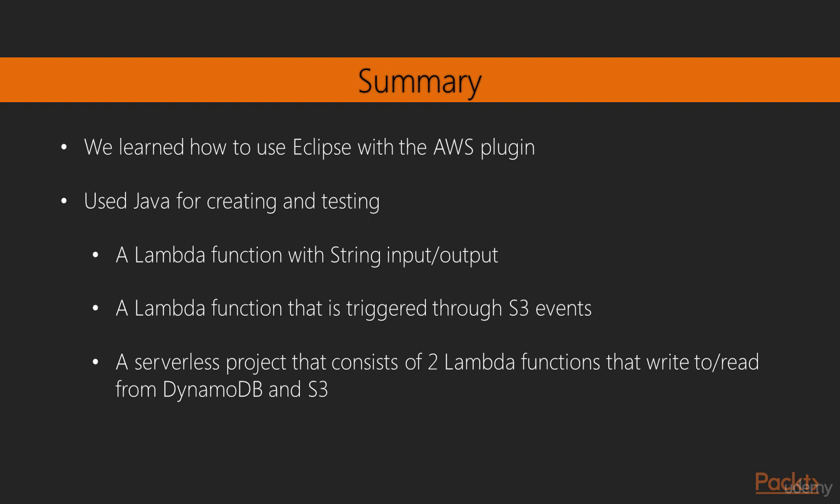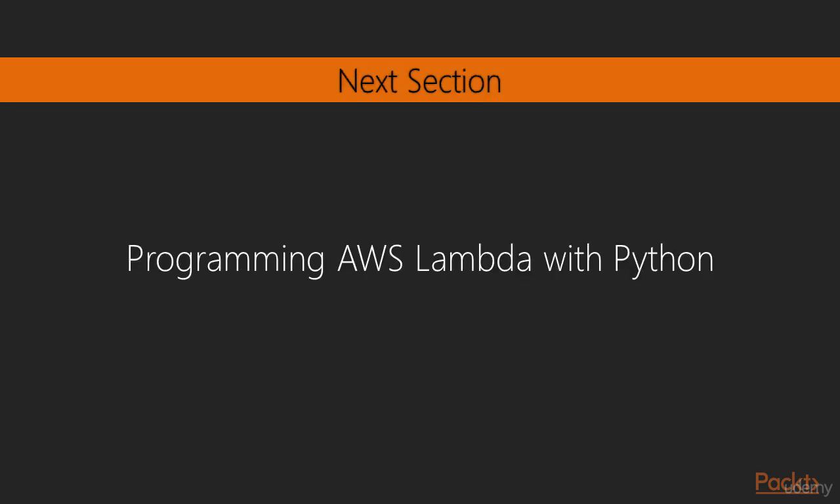In this section, we learned how to use Eclipse with the AWS Toolkit plugin, and we used Java to create and test different Lambda functions. First, a Lambda function with a simple string input and output, then a Lambda function that is triggered through S3 events, and just now a serverless project that consists of 2 Lambda functions which write to or read from DynamoDB and S3 respectively. In the next section, we are going to take a look at how to program AWS Lambda using Python.